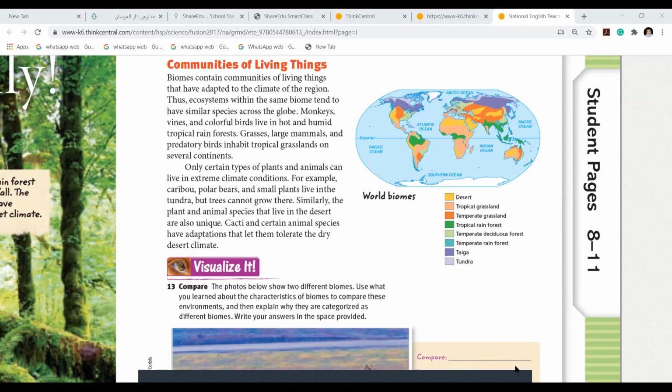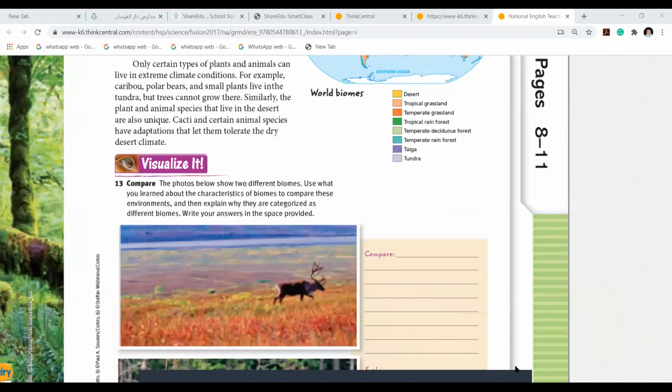Similarly, the plant and animal species that live in the desert are also unique. Cacti. You know the cactus plant? When there are more, we call them cacti. Certain animal species have adaptations that let them tolerate the dry desert climate, like camels.